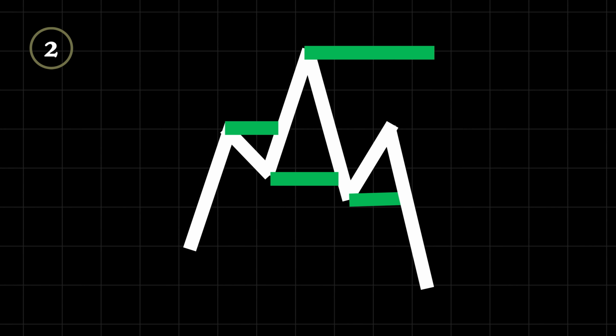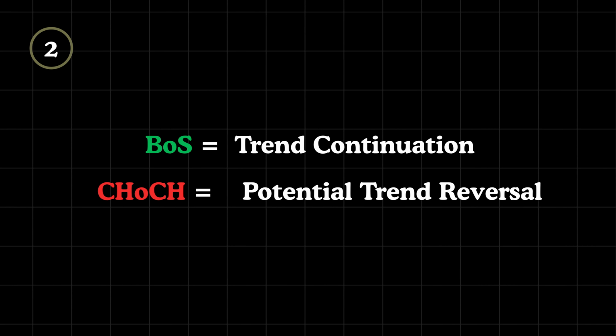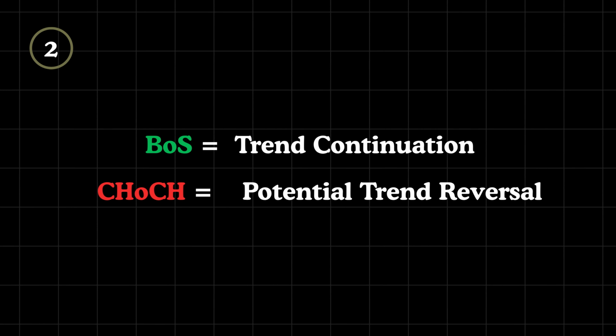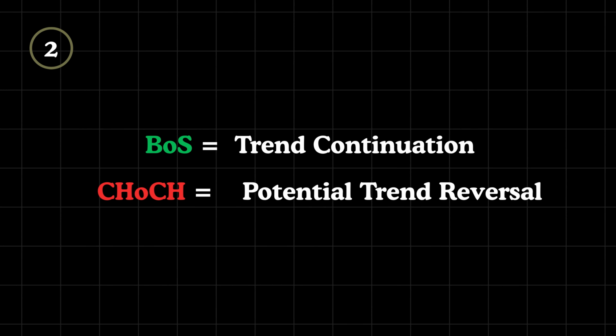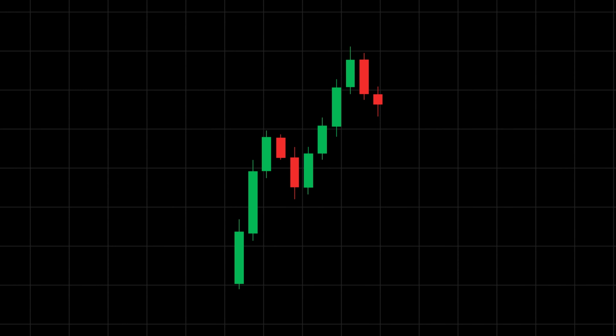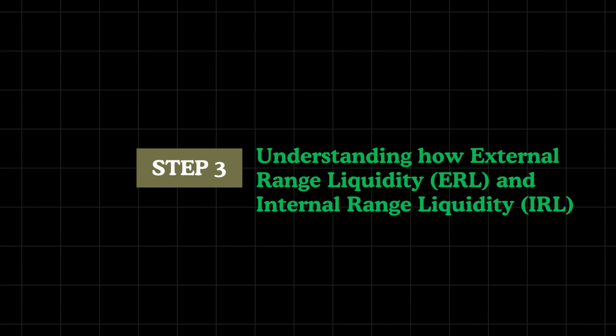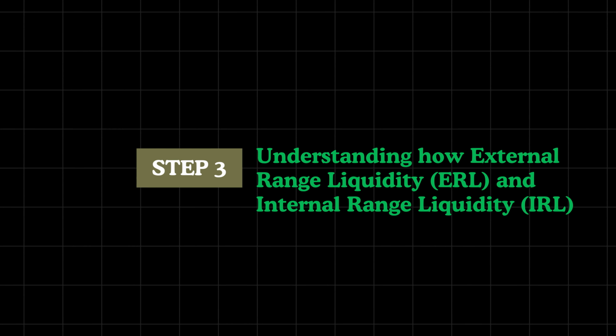To wrap up, a break of structure, BOSS, is used to confirm continuation of the trend, while a change of character suggests the order flow may be heading in the opposite direction. We're now going to build on everything we've discussed so far with the next step, understanding how external range liquidity, ERL, and internal range liquidity, IRL, relate to each other.